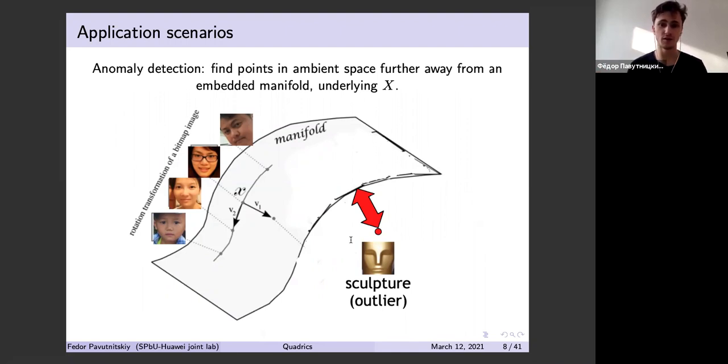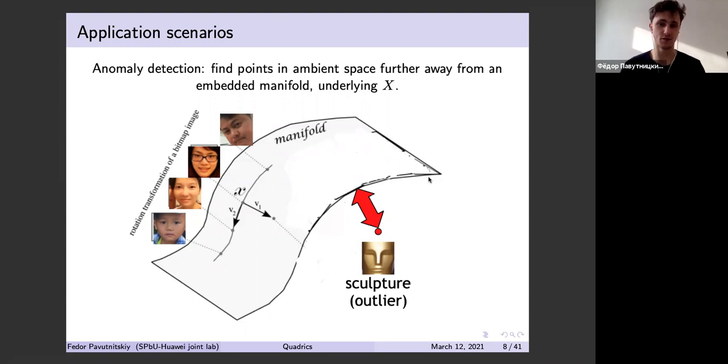So if we found such a manifold that every point of this image of the dog, say, lies on this manifold, we can easily use this in the ambient space for outlier detection, right? Because if now we get another point, which is not an image of a dog or, say, a face, then we just need to measure the distance from this point to the manifold.